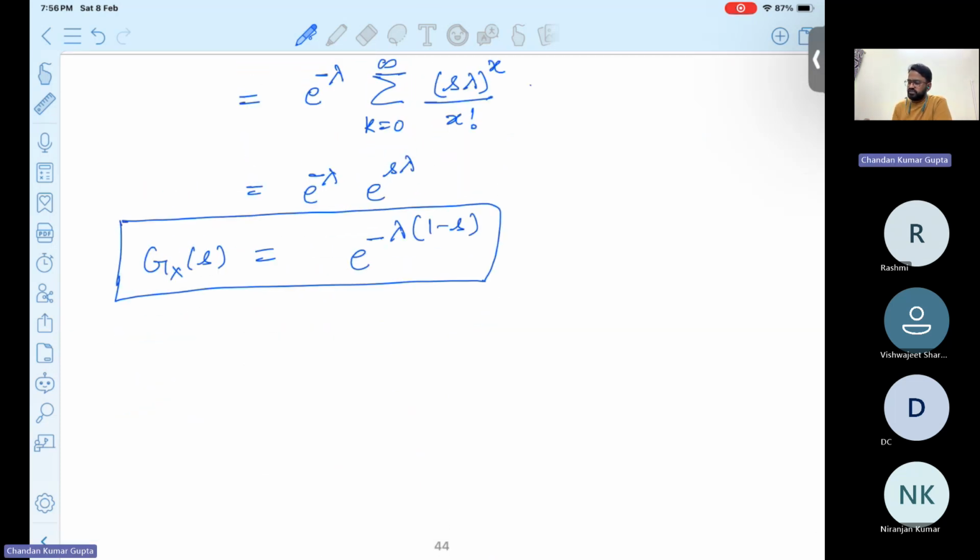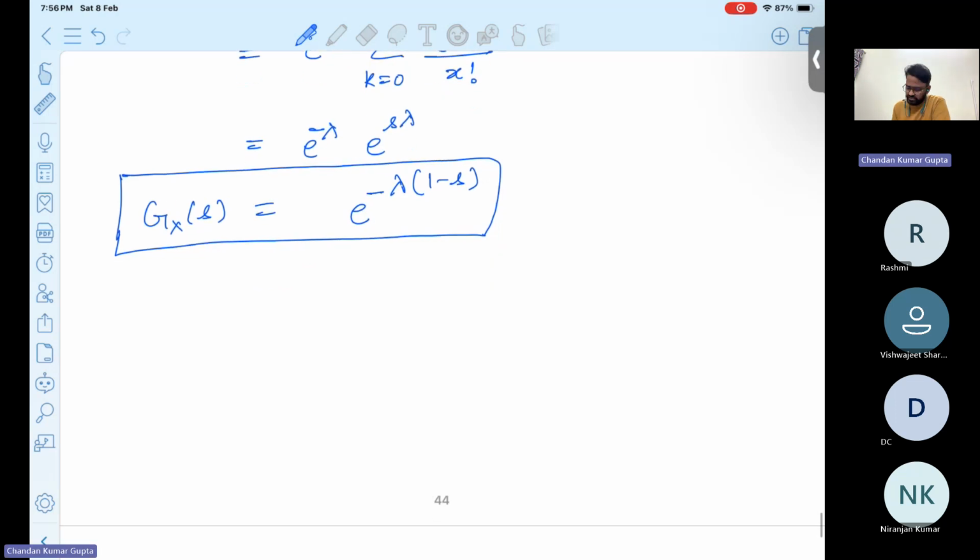Now, with the help of the PGF, we need to calculate the mean and variance of the random variable. So the expectation of x is defined as G_x prime at s equal to 1. We have discussed this in the remark actually. And the expectation of x square.